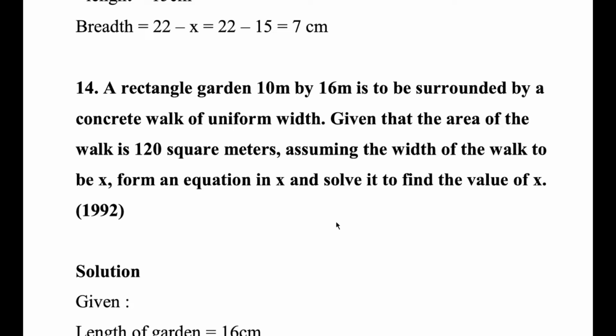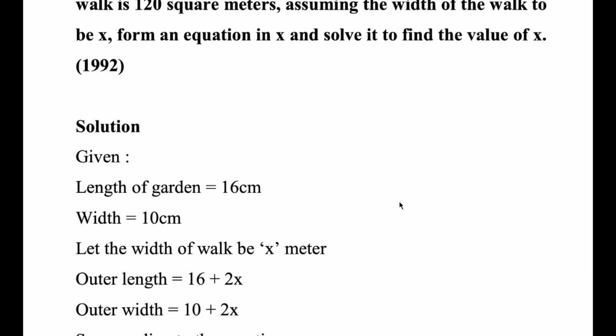Come to the next problem. A rectangular garden 10 meter by 16 meter is to be surrounded by a concrete walk of uniform width. Given that the area of the walk is 120 square meters, assuming the width of the walk to be x, form an equation in x and solve it to find the value of x. Come to the solution part.